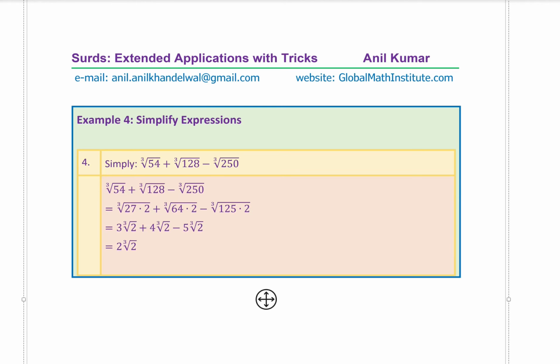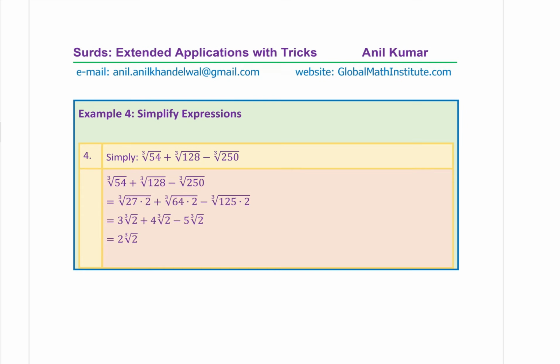Let us also take an example based on cube root. Here is question number 4. This time we will work with cube roots. So we are given cube root of 54 plus cube root of 128 minus cube root of 250. We need to simplify. That really means that we need to evaluate, right? Sometimes the question could be evaluate exact value.